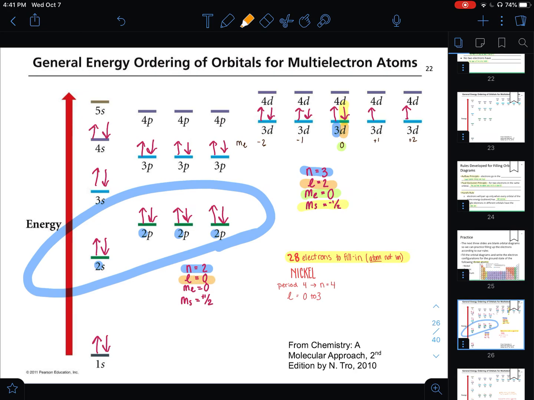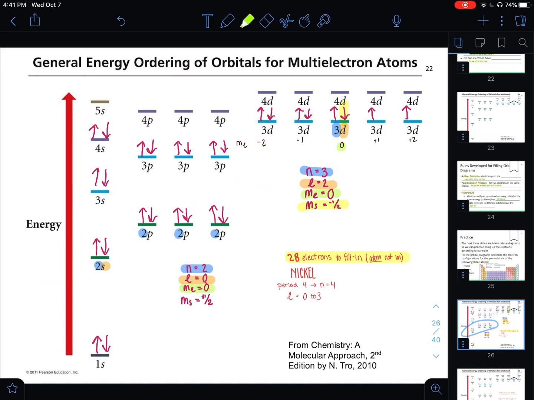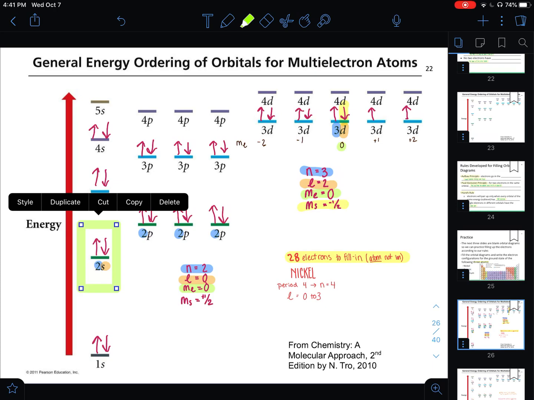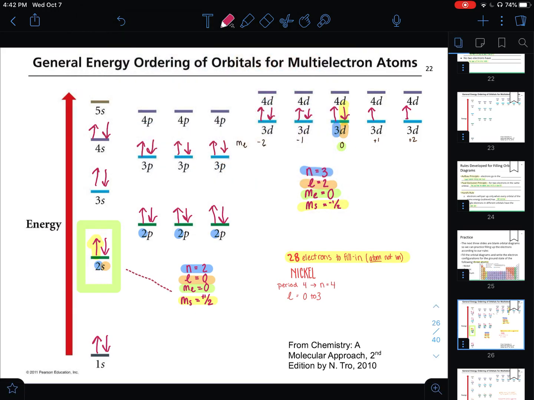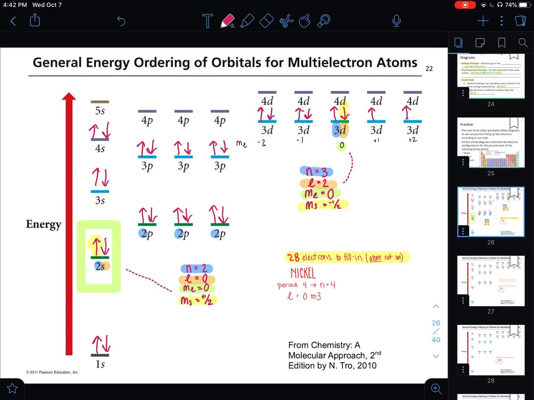When L equals 0, we are in the S sublevel. Then our orbital, because the S sublevel only has one orbital, we already know exactly which one it is in. And finally, our spin, positive 1/2, therefore we are spinning upwards. Draw some lines connecting those. All right. Let's get some more practice.